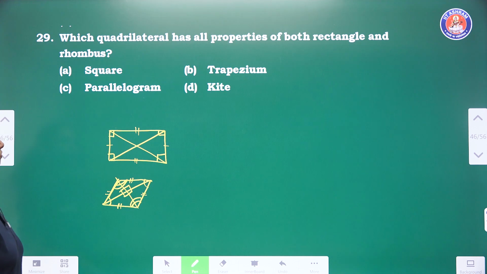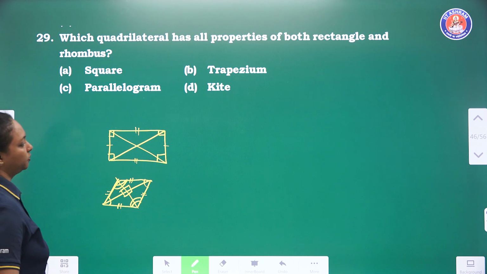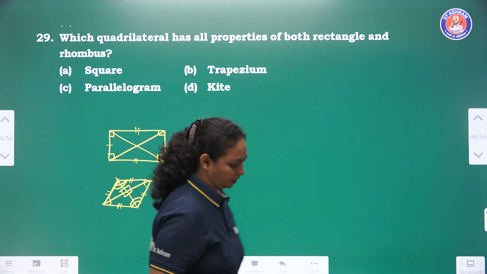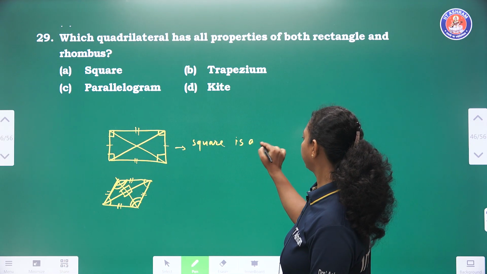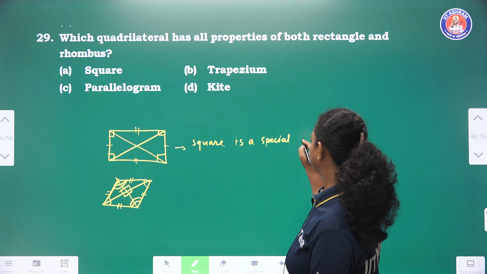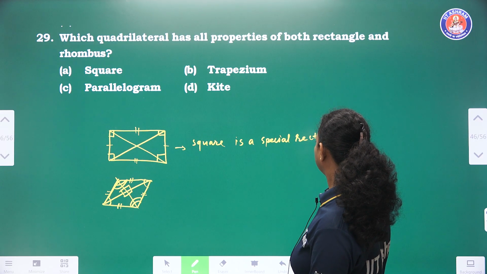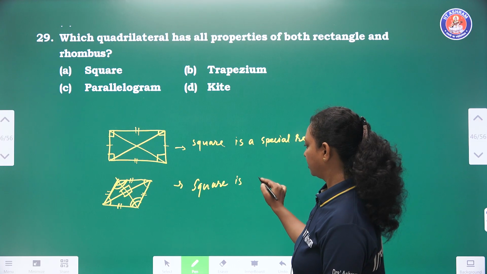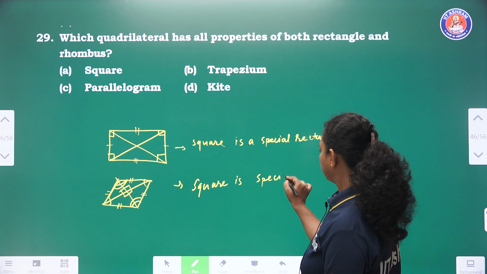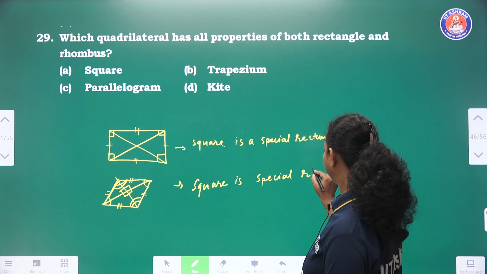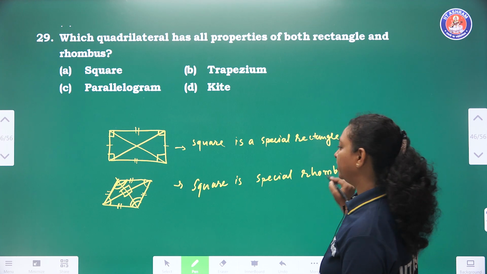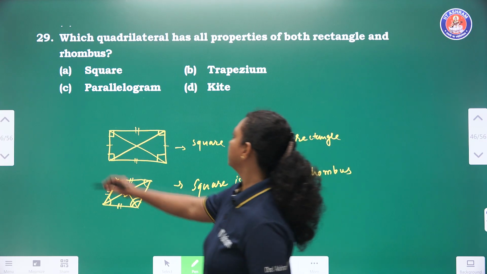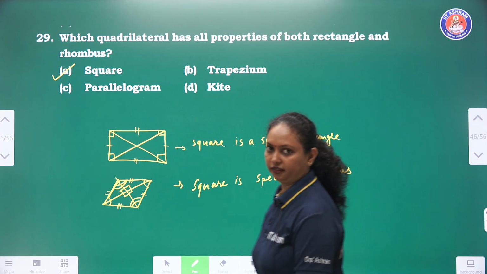So out of this, square is a special type of rectangle, can I say? Square is a special type of rectangle, and square is a special type of rhombus too. So only square is a shape which satisfies properties of rectangle as well as rhombus. So which option is correct? Option number A.